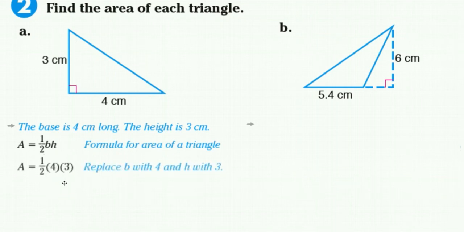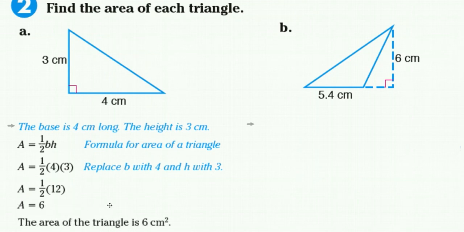Substitute the values base and height, 4 and 3, so it's 1/2 times 4 times 3. And then this becomes 1/2 times 12, so the area is 6. Okay, so the area of this particular triangle is 6 square centimeters.